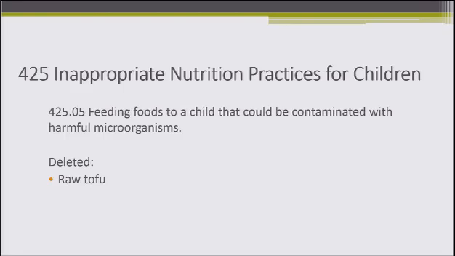For risk 42505, feeding foods to a child that could be contaminated with harmful microorganisms, has been revised. Tofu was deleted in 2009 based on the updated American Academy of Pediatrics recommendation. However, when this criterion was reprinted and distributed in 2011, tofu was mistakenly reinserted into the list of foods in section 42505. To reflect this, raw tofu has been deleted from the nutrition history screens for infants noted previously, for children, and for women, which will be noted on the next slide.